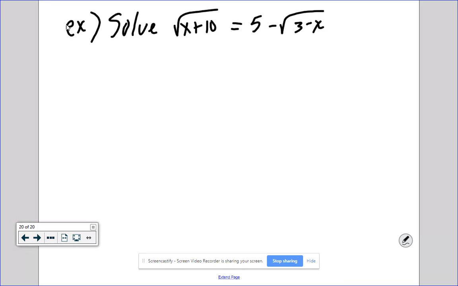Square root of x plus 10 equals 5 minus the square root of 3 minus x. We want to solve for x.